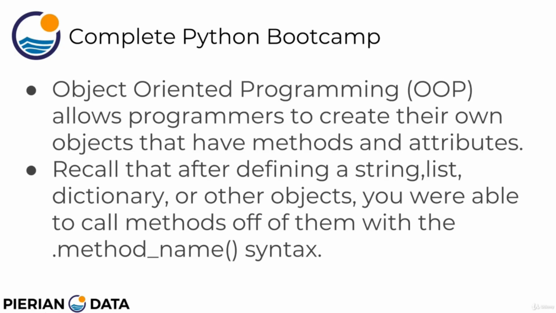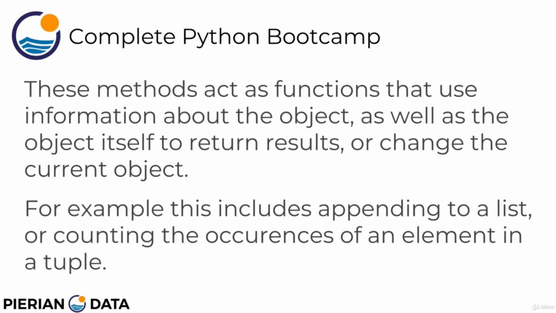So recall that after we defined things such as a string, list, dictionary, or other built-in Python objects, we were able to call methods off of them with the .method name syntax, such as when we were able to call the append method off of a list object, or the index method off of a tuple. These methods act as functions that use information about the object, as well as the object itself, to return results, or edit or change the current object somehow, such as when you called .sort on a list, it went ahead and edited the current list.